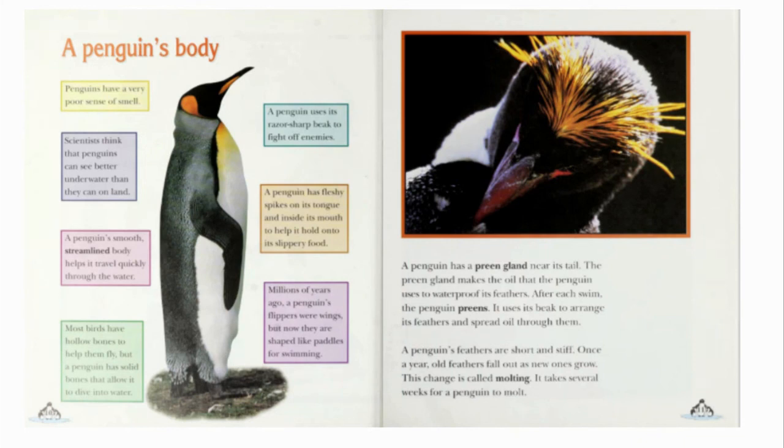A penguin has a preen gland near its tail. The preen gland makes the oil that the penguin uses to waterproof its feathers. After each swim, the penguin preens. It uses its beak to arrange its feathers and spread oil through them. A penguin's feathers are short and stiff. Once a year, old feathers fall out as the new ones grow. This change is called molting. It takes several weeks for a penguin to molt.